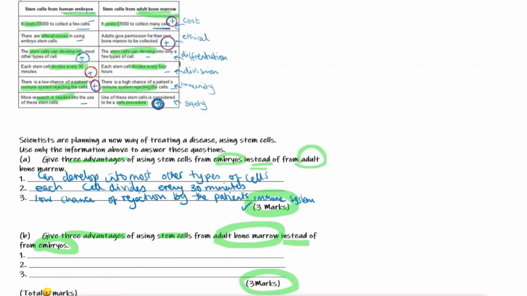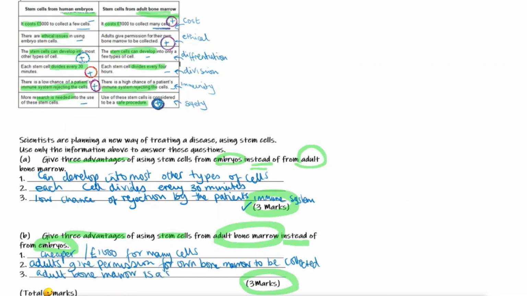This question is also worth 3 marks, and as a response, the first point we can write down is that the adult bone marrow is cheaper, and we write down the figure given in the table. So we write down £1,000 for many cells. Another positive was that the adults give permission for their own bone marrow to be collected. And lastly, the adult bone marrow is a safer procedure. This gives us our 3 points.